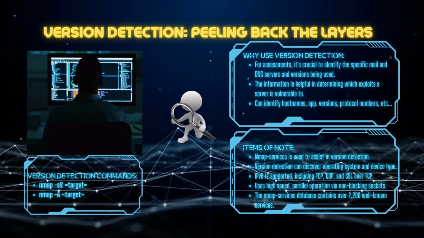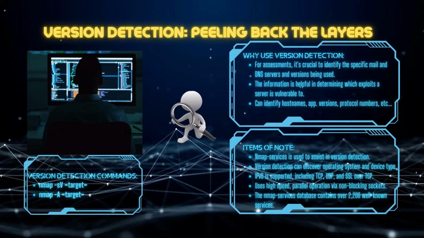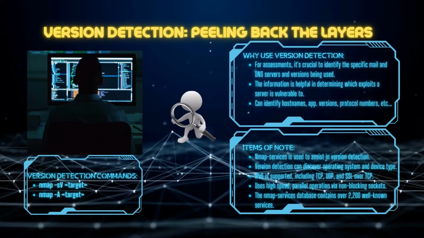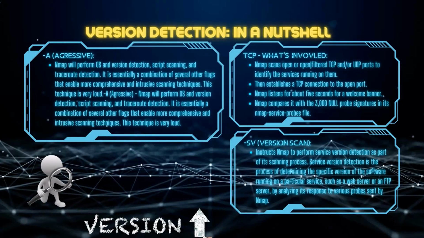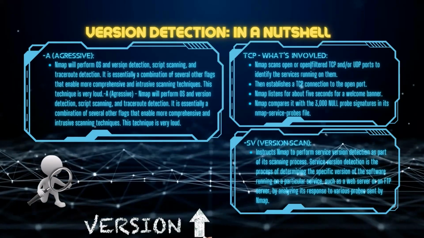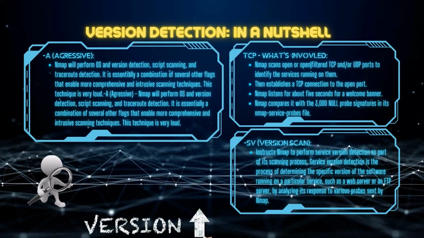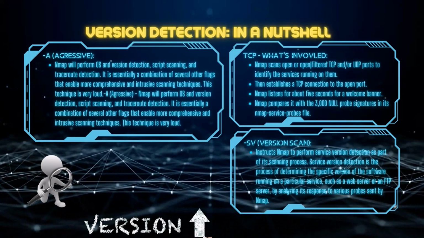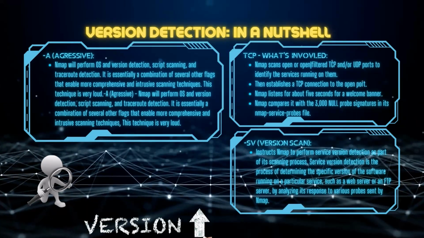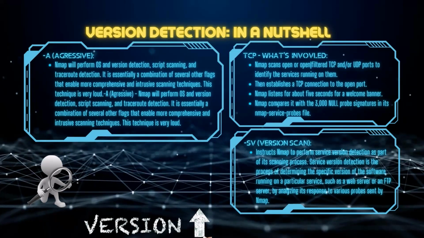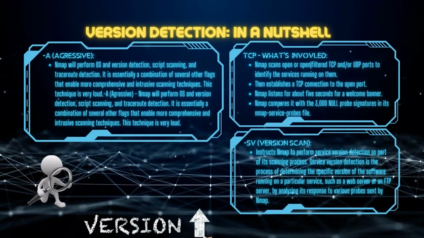Nmap obtains all this data by connecting to open ports and probing the services for more information. In doing so, Nmap can provide a detailed assessment of what is running on the target beyond identifying open ports. Nmap scans open or open|filtered TCP ports to identify the services running on them. Nmap first checks if the port is excluded and then establishes a TCP connection to the open port. If the connection is successful, Nmap listens for about 5 seconds for a welcome banner. If a response is received, Nmap compares it with 3,000 null probe signatures in its nmap-service-probes file. If a match is found, the service is identified and scanning for the port stops.